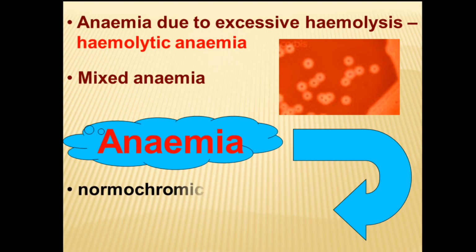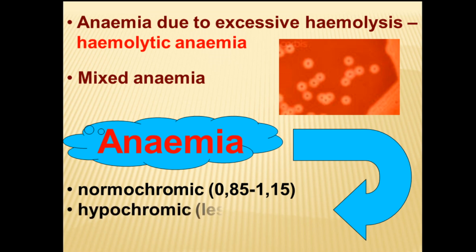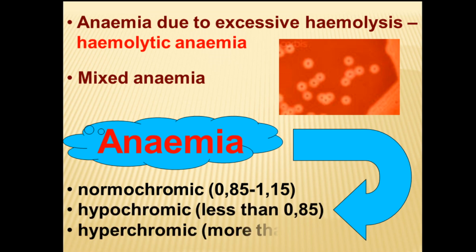Anemia is classified depending on the saturation of red blood cells with hemoglobin, and we distinguish normochromic, hypochromic, and hyperchromic anemia depending on the color index, which normally varies from 0.85 to 1.15, and if it's decreased or increased, we are talking about hypo- or hyperchromic anemia.